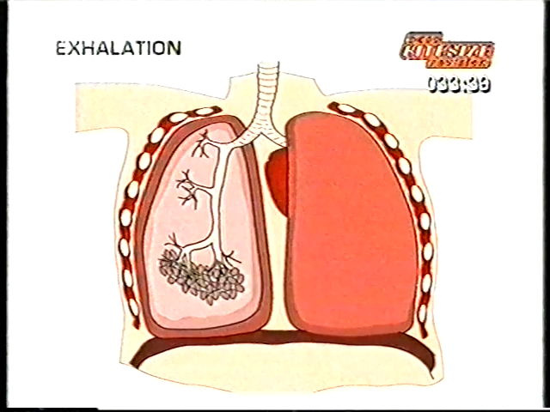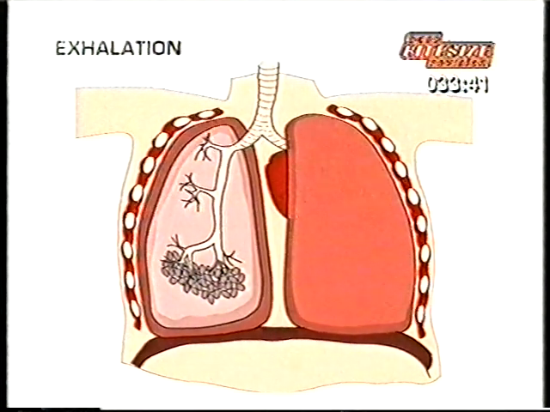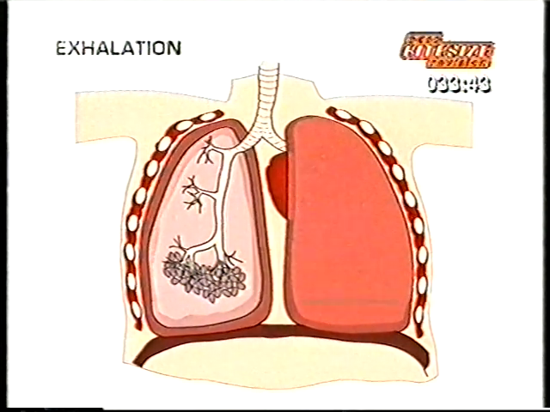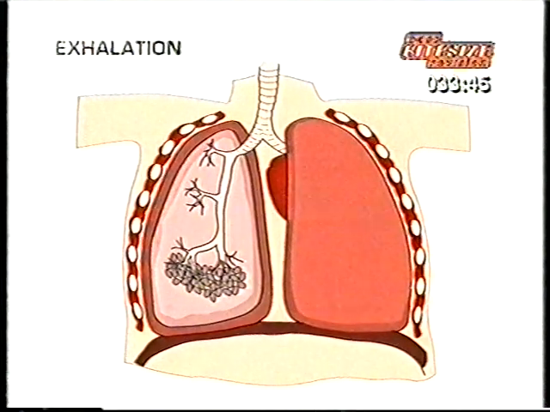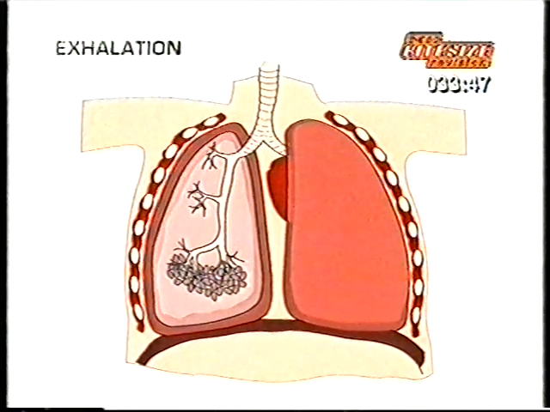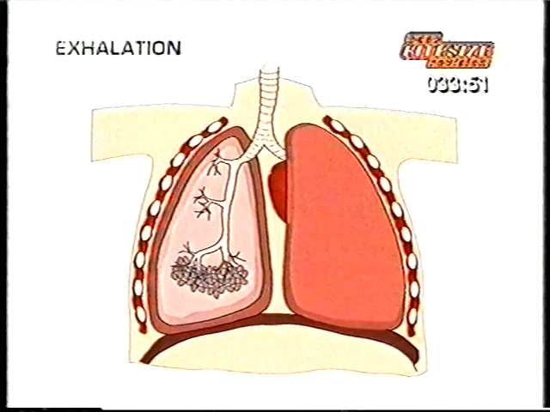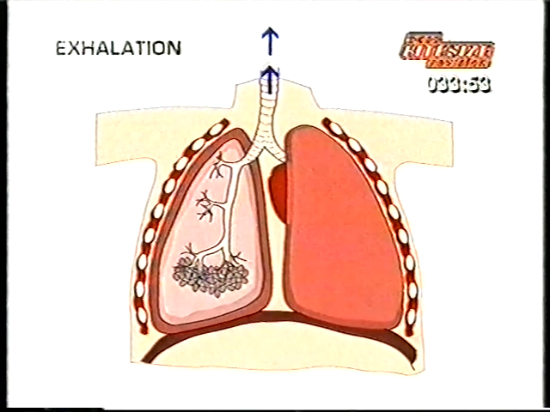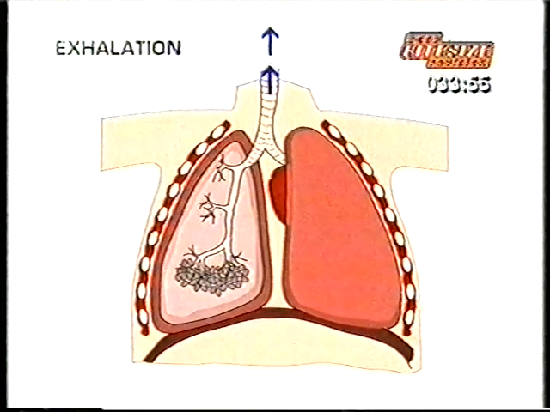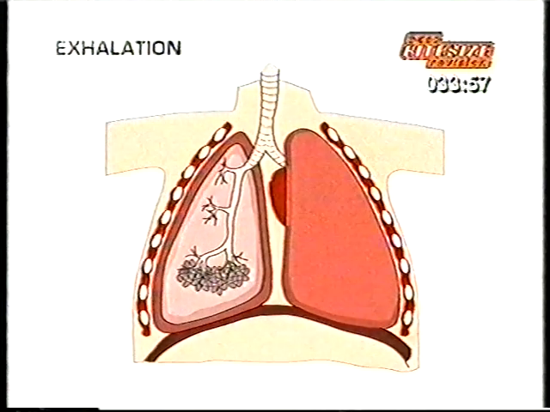During exhalation, or breathing out, the rib cage moves downwards and inwards. The diaphragm relaxes and becomes more dome-shaped. That decreases the volume inside the thorax, making the pressure inside higher than the pressure outside. That makes air rush out of the lungs.